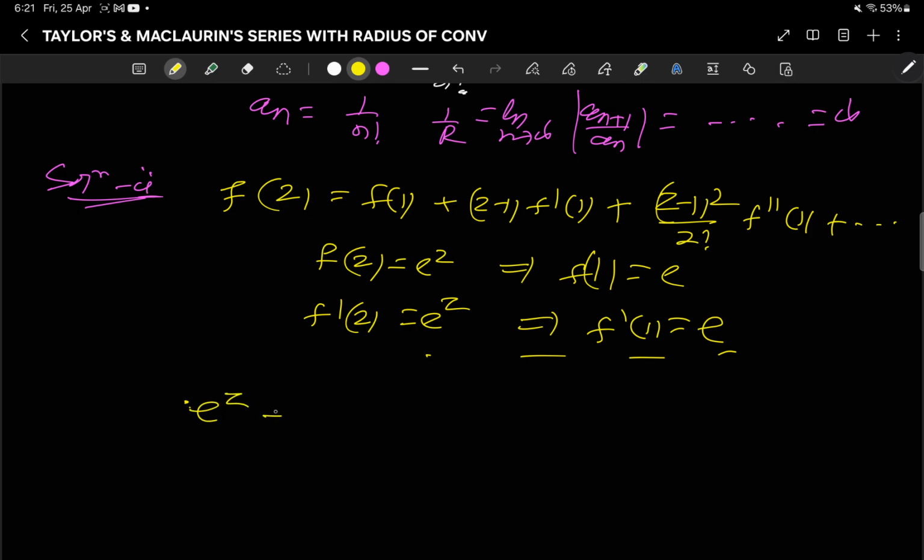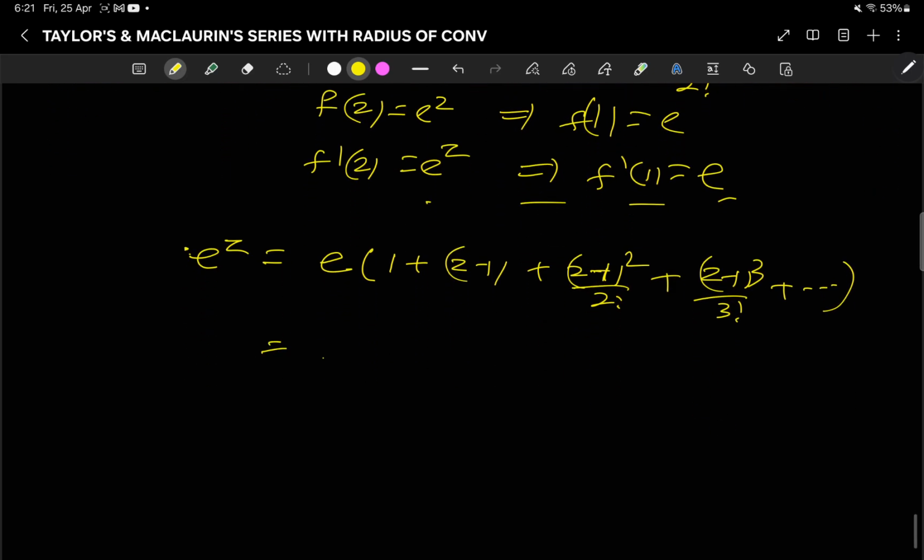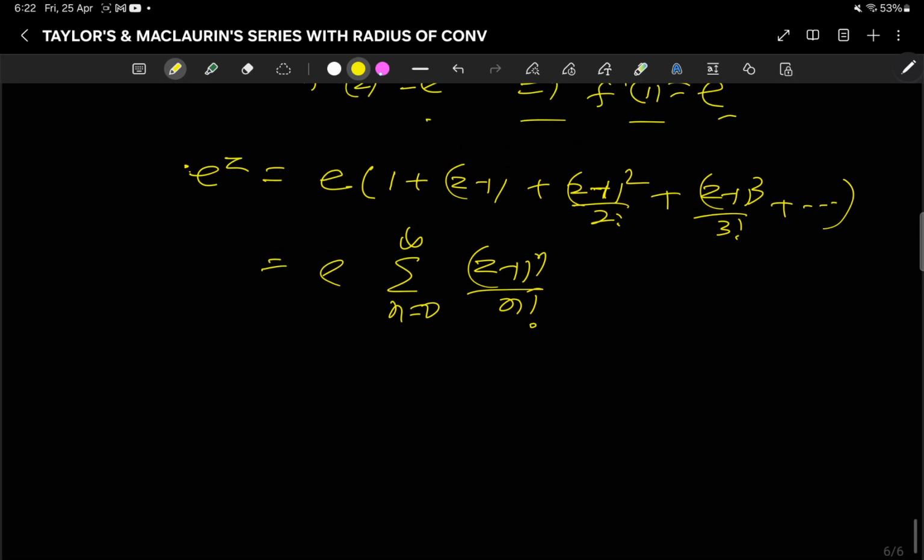So e to the power z here is e into 1 plus z minus 1 plus z minus 1 square by factorial 2 plus z minus 1 cube by factorial 3, and so on. And accordingly you write e times summation of n is equal to 0 to infinity, z minus 1 to the power n by factorial n. Now we find the radius of convergence here. So here a n is e by factorial n, accordingly you find a n plus 1, it is e by n plus 1 factorial, and you find your r is infinity here.